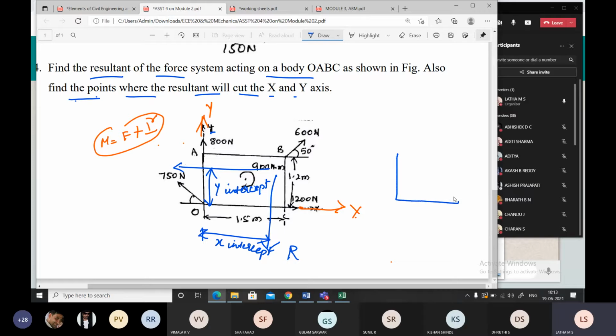That is what we did in one of the problems. We drew an x and y axis and we took R. Remember, students, we resolved it into R cos alpha and R sin alpha. Okay, fine. Don't worry about that.